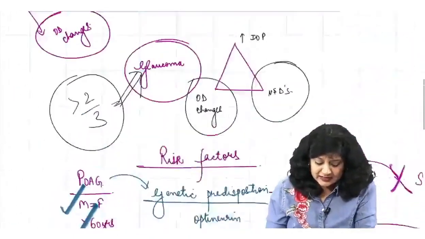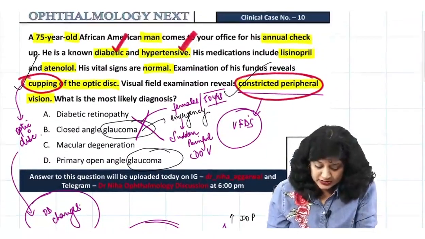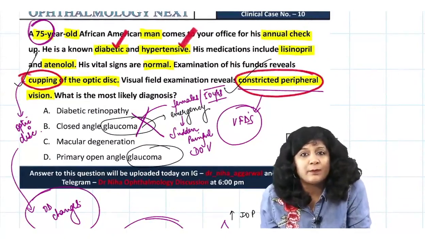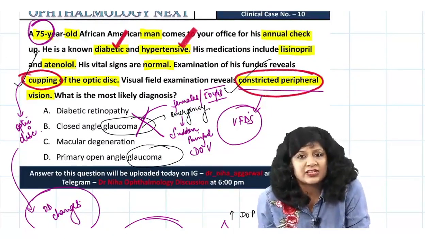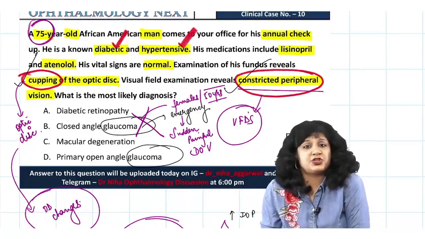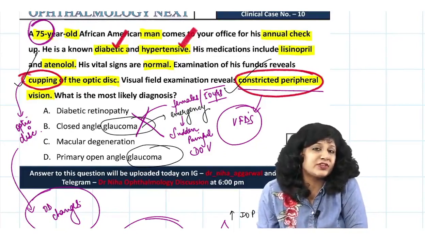So I think this is completely ruled out. Angle closure glaucoma is not actually expected in a 75-year-old male not having any problem. He has just come up for the annual checkup. He is having diabetes and hypertension under control, and he is coming with cupping and constriction of the visual field.